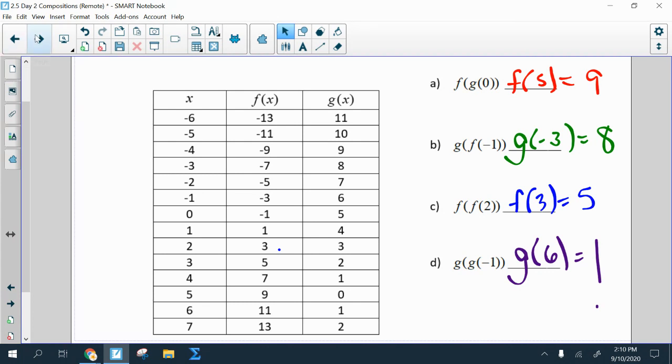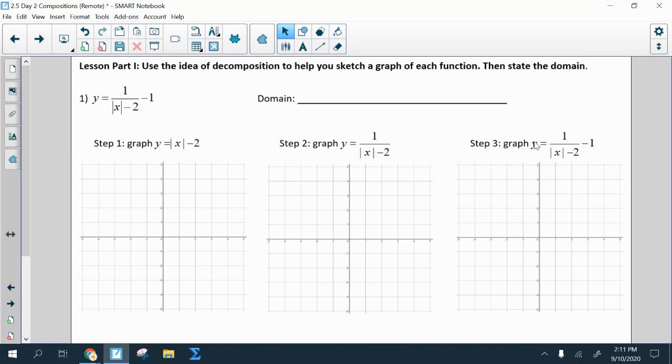Now we're going to go on to the new part. So we are learning how to actually decompose a function into its kind of little mini parts so that I can graph it, or you can graph the function without using your calculator.